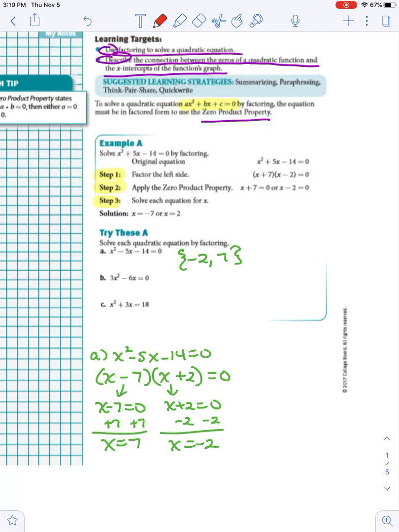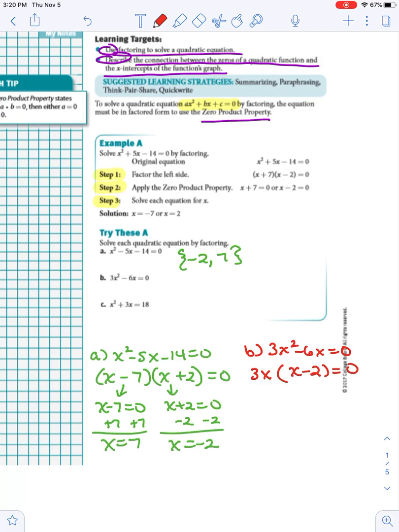Let's try part B. Part B's factoring looks like we have 3x squared minus 6x equals 0. There are only two terms, but it's not a difference of squares. It's actually a GCF. I see a 3 and an x I can factor out, which leaves 3x times (x minus 2) equals 0, since 3x times 2 is 6x.